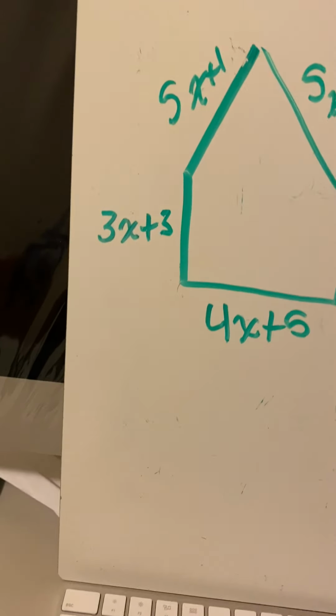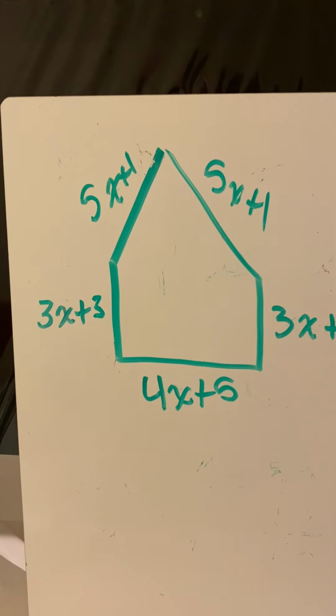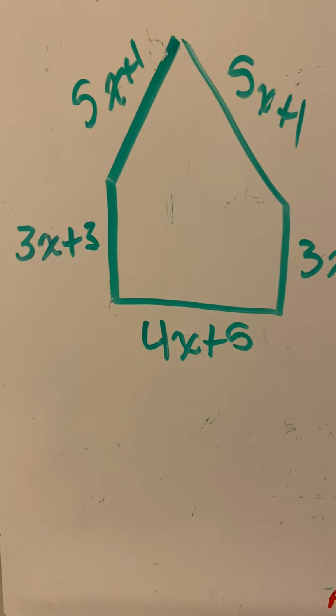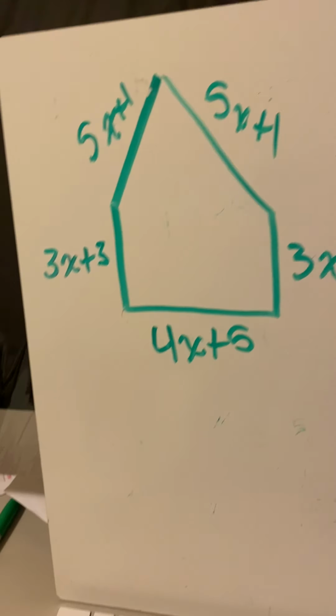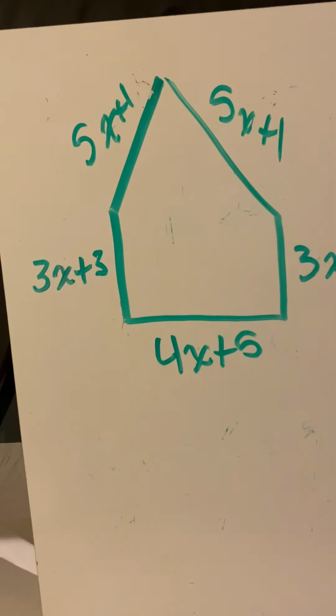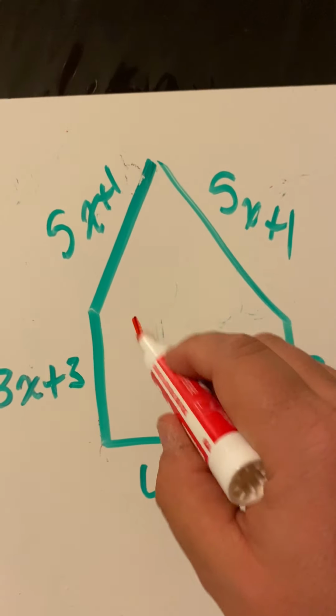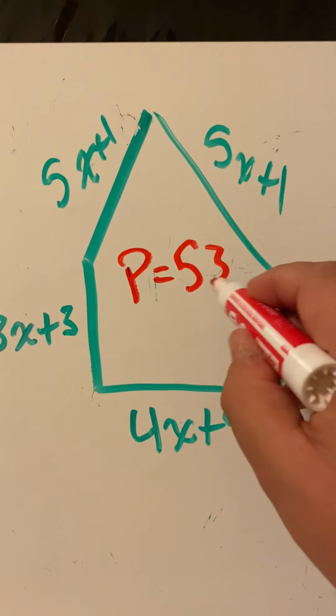You're going to get something like this. Here is what's called a pentagon, a 5-sided figure. In this one, you've got to find the perimeter. And they tell you the perimeter is 53. P is equal to 53.